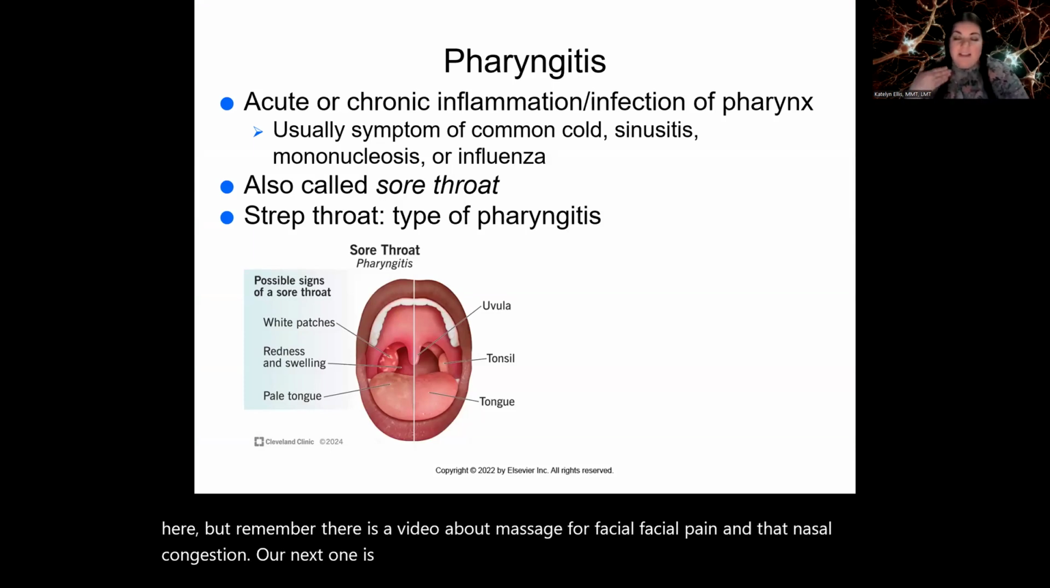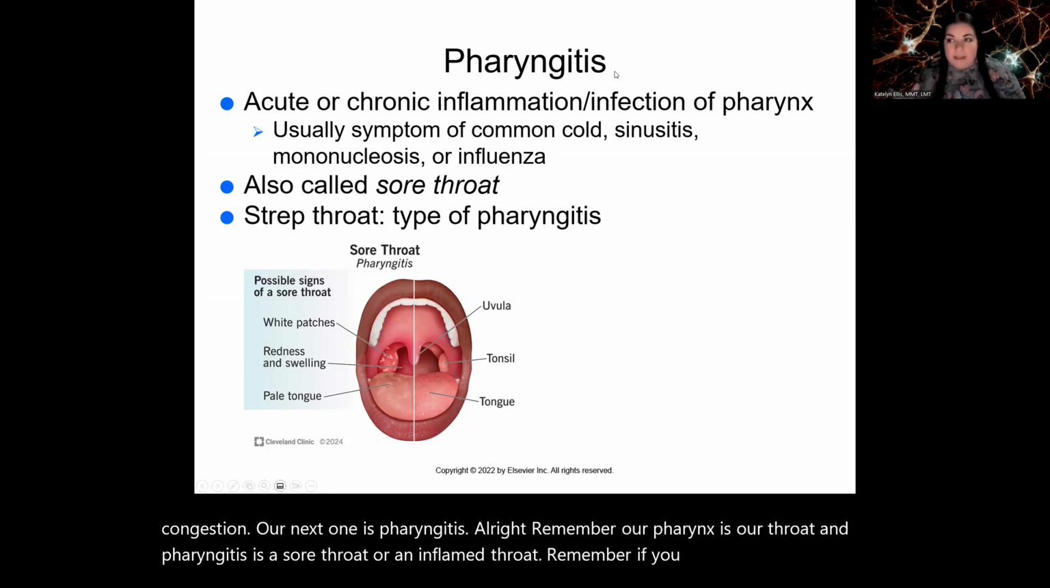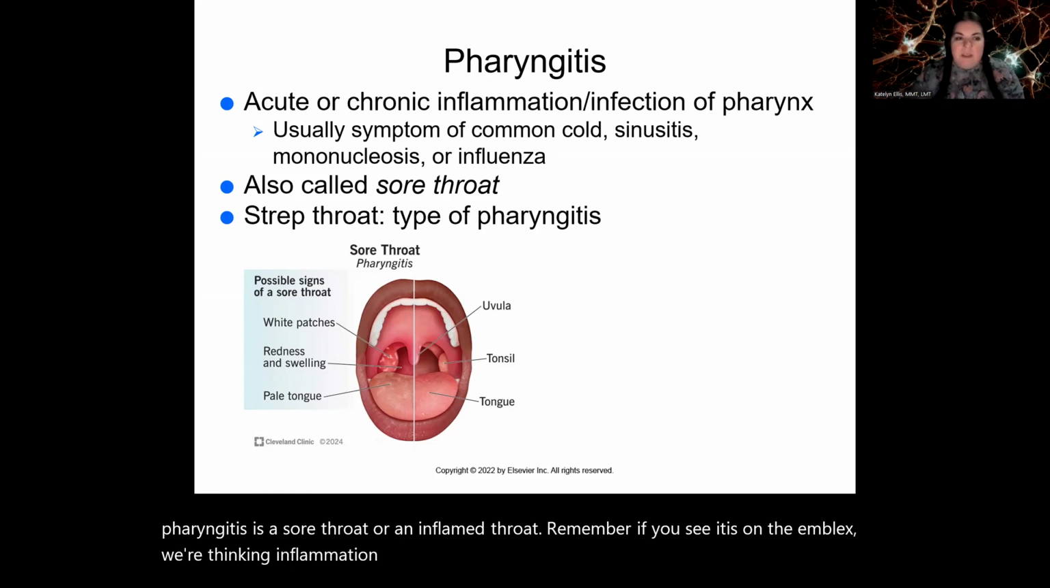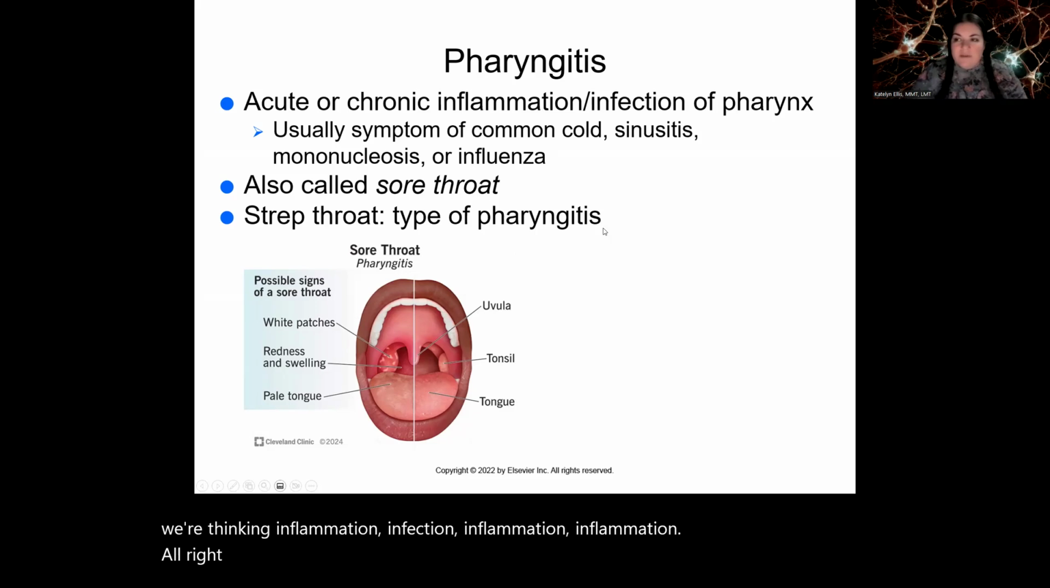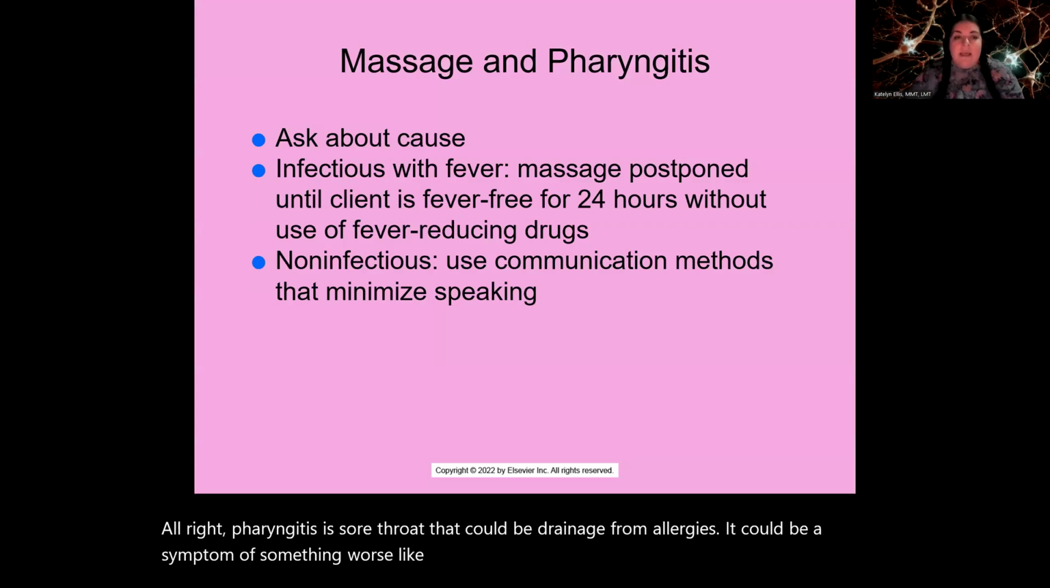Our next one is pharyngitis. All right, remember our pharynx is our throat and pharyngitis is a sore throat or an inflamed throat. Remember, if you see itis on the MBLEX, we're thinking inflammation, infection, inflammation, inflammation. All right. Pharyngitis is sore throat. That could be drainage from allergies. It could be a symptom of something worse like mononucleosis or influenza. You need to find out the cause before you massage them.